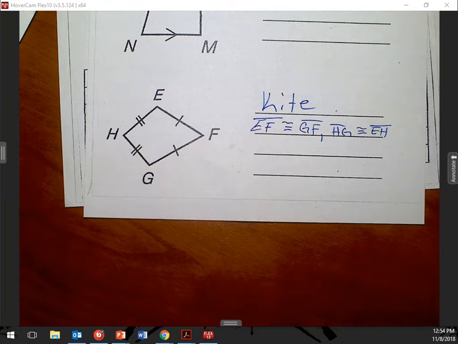Okay, it's not supposed to be confusing. We're just labeling what we have. Next thing it says, opposite angles. One pair of opposite angles are congruent.